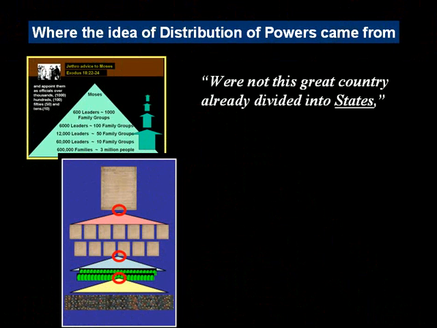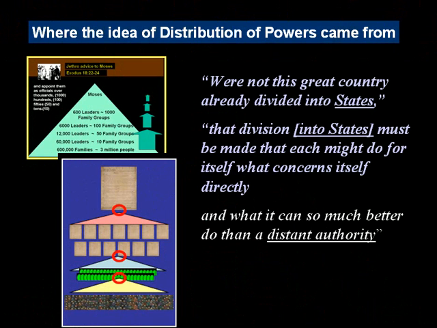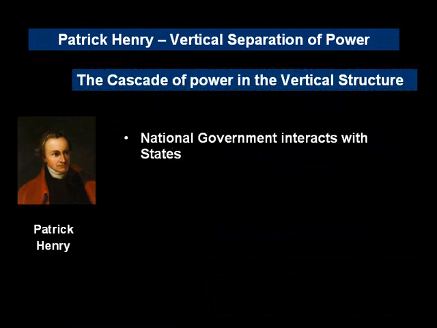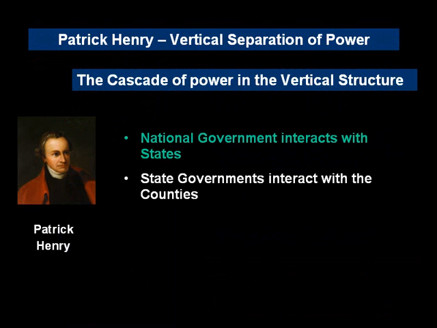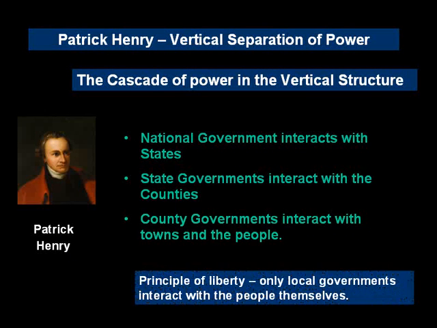Again, Jefferson, "Were not this great country already divided into states, that division into states must be made that each might do for itself what concerns itself directly, and what it can so much better do than a distant authority." It was so important that Jefferson thought states, that is, smaller republics, would have had to have been created for our system to work. Patrick Henry echoed these sentiments. He made the case that the national government would only interact with the state governments, that state governments would only interact with county governments, that county governments were the ones that would interact with towns and the people. So he was articulating this principle of liberty that only local governments interact with the people themselves directly.